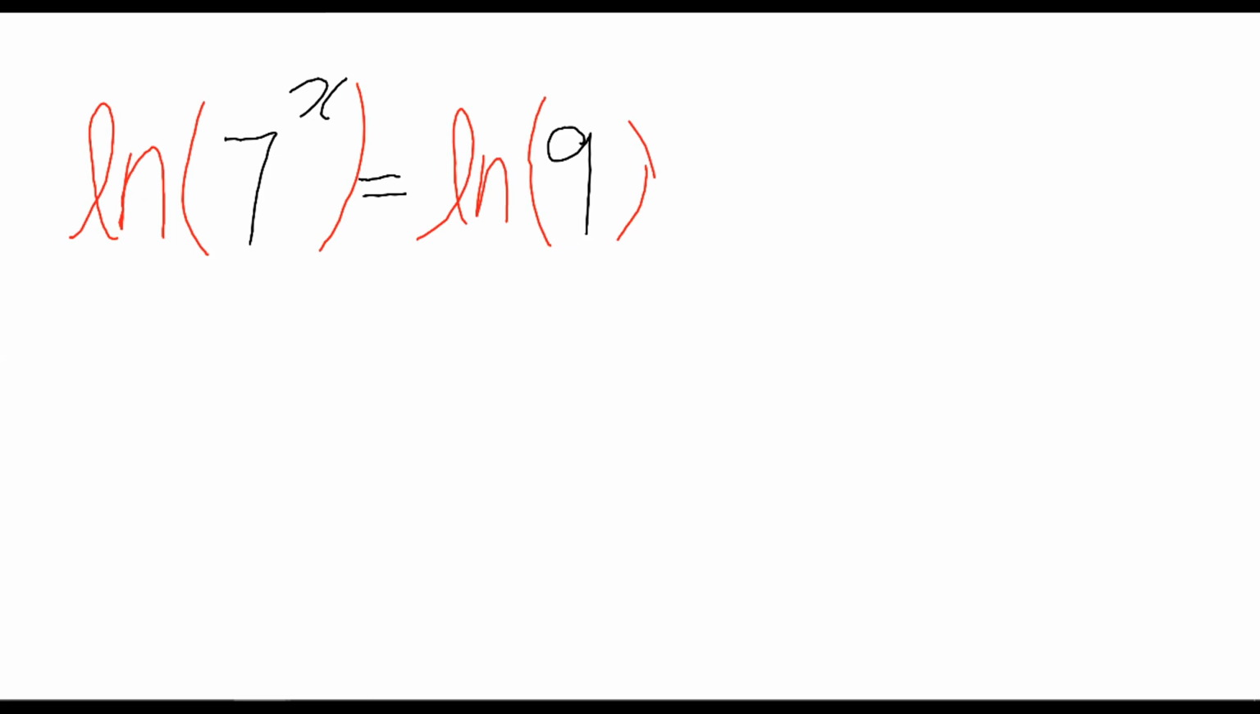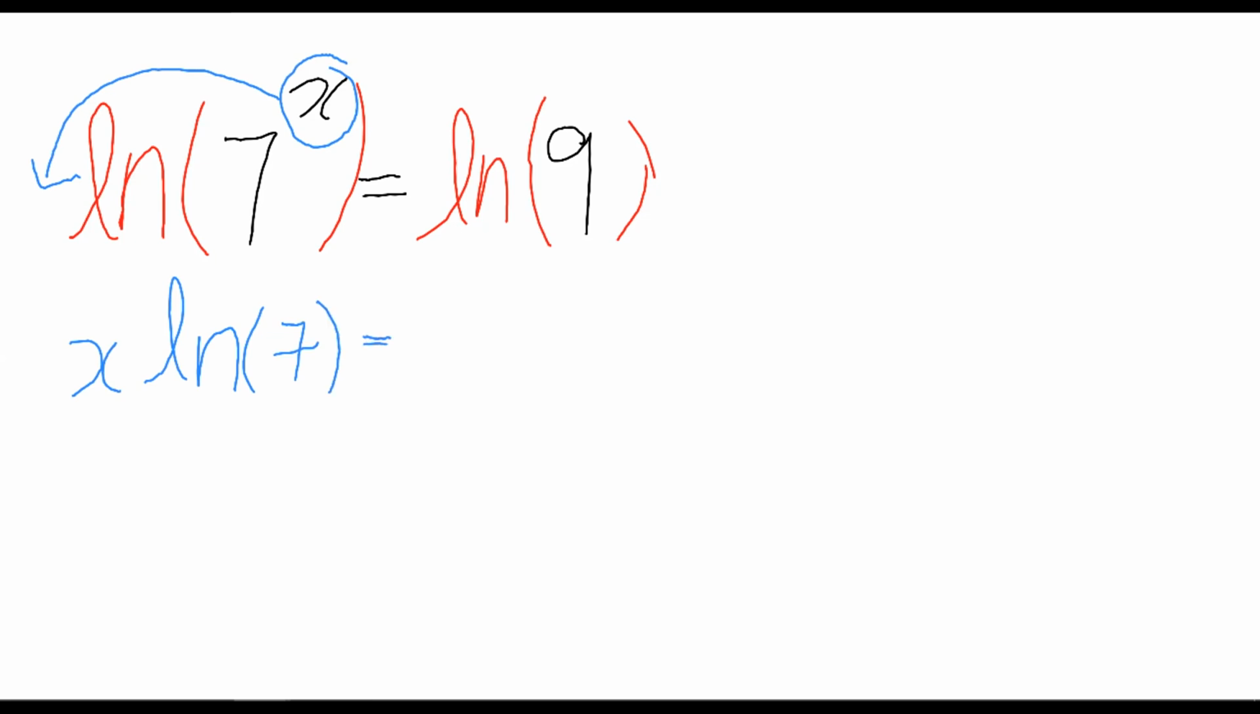But does anyone see that there's something that you can do now? Can you go to your log rules? What you have on the left hand side, ln 7 to the power of x, this power on top, remember the log rule? This can be brought to the front. See, it's coming down. This can be written as x ln 7 equals ln 9. Now what is x? X is equal to ln 9 divided by ln 7.